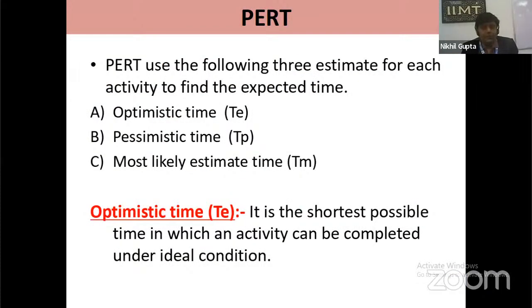PERT uses the following three estimations of each activity to find the various times. One is the optimistic time, denoted by TO. The second one is the pessimistic time, denoted by TP, and the most likely time. What is the optimistic time? The optimistic time is the shortest possible time in which an activity can be completed in ideal conditions. It means the minimum time taken by the activity is known as the optimistic time.